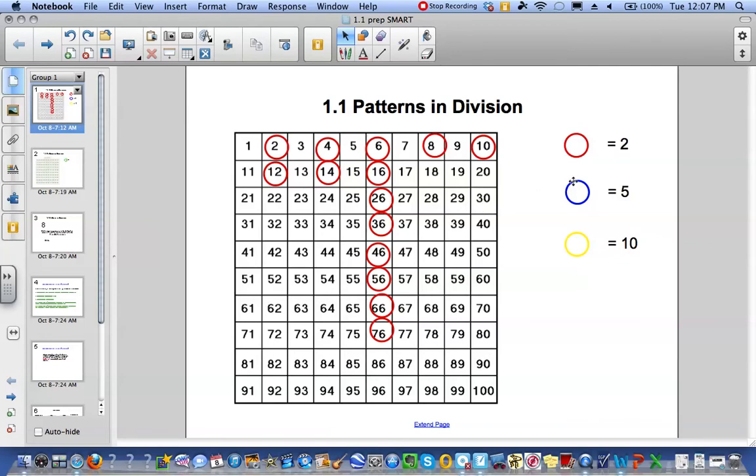And then numbers that are divisible by 5. Well, 5 is divisible by 5. 1 5 is 5. 2 5s are 10. 3 5s are 15. 20, 25, 30, and you'll start to get the point here that all the numbers that end in a 5 or a 0 are divisible by 5.